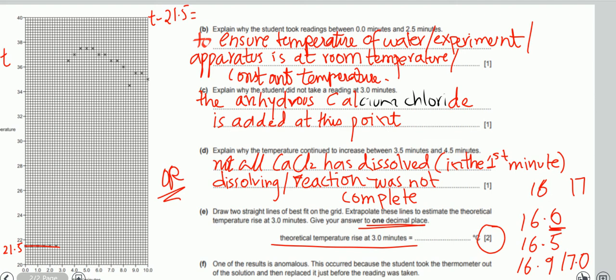And the second mark is for the cooling curve having a straight line of best fit. The cooling curve is this curve, okay? You're going to have a straight line of best fit, not this kind of wiggly curve. It passes near all of the points, and you're going to extrapolate it till 3 minutes. So you have to see.